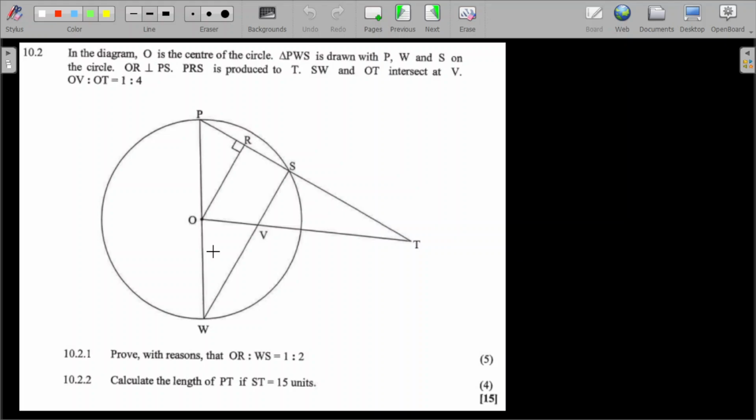In a diagram, O is a center. Okay. If O is a center, we know that this line is now the diameter. Then this one is 90 degrees. Okay. And then OR is perpendicular to PS. Okay. If also this one is 90 degrees. Again, this thing is very important.